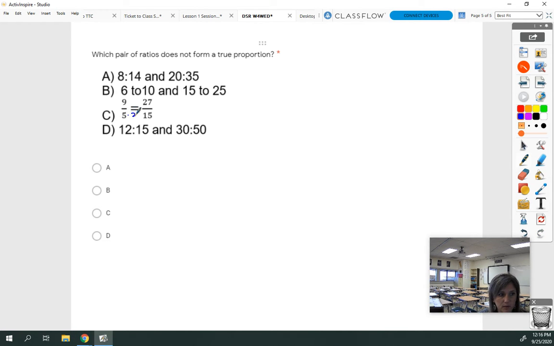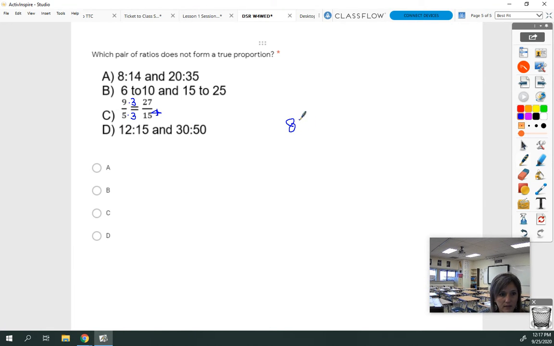5 times 3 equals 15, and 9 times 3 equals 27. So C is a true proportion, so it's not our answer. Let's look at A. We have 8 to 14 and 20 to 35. We somehow have to find common numbers to see if they're equal.